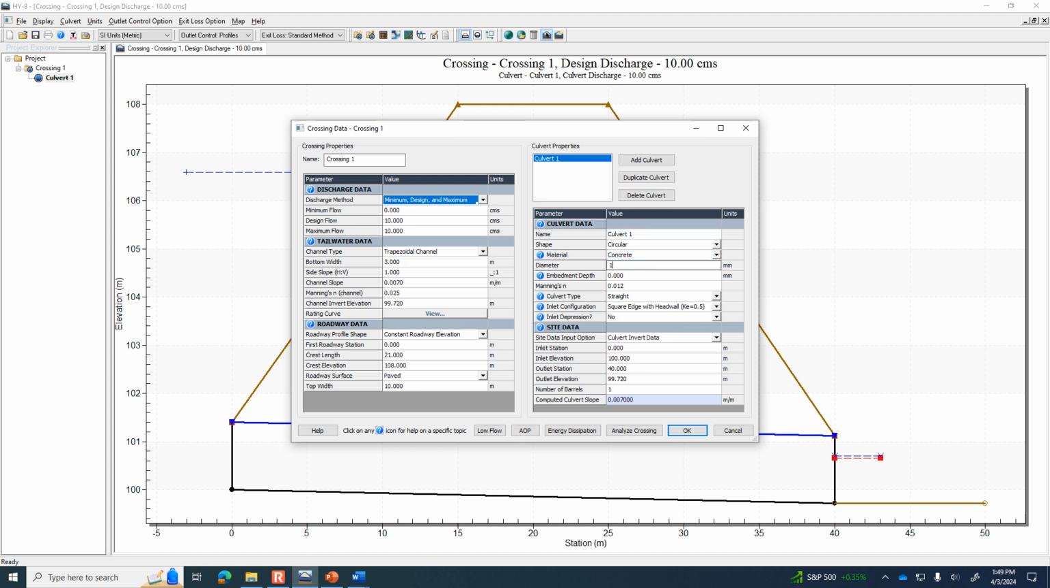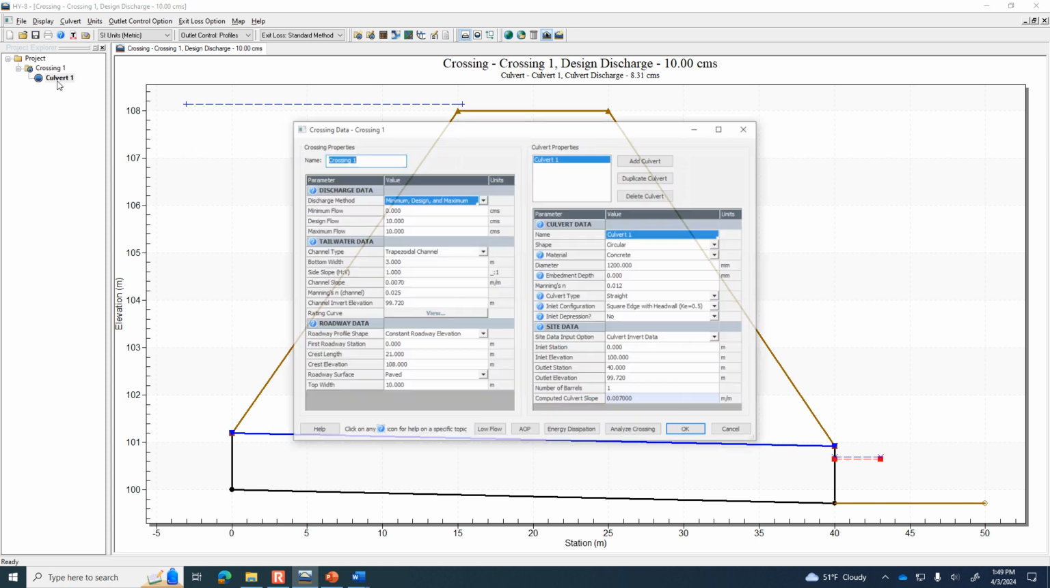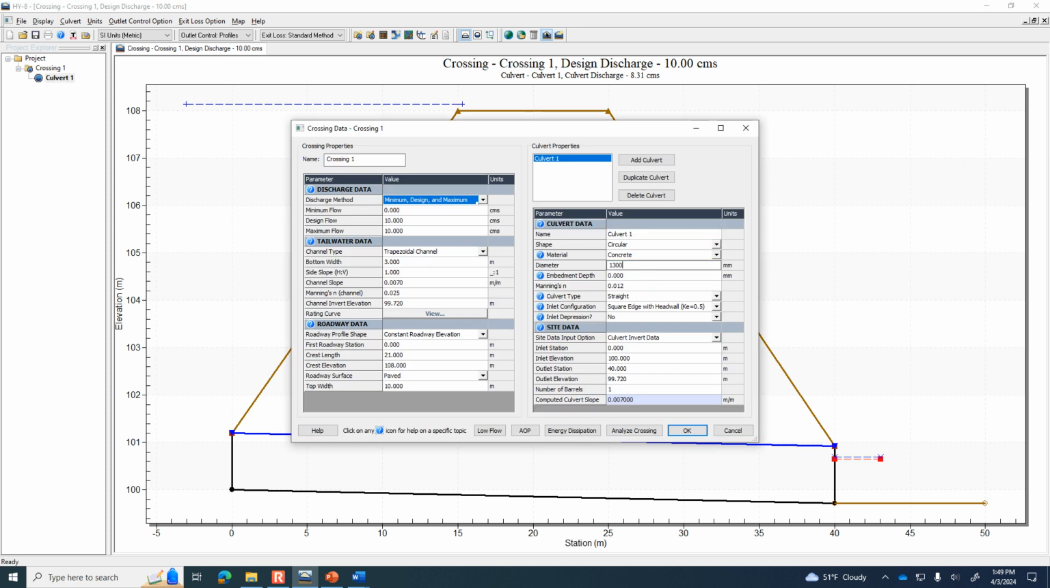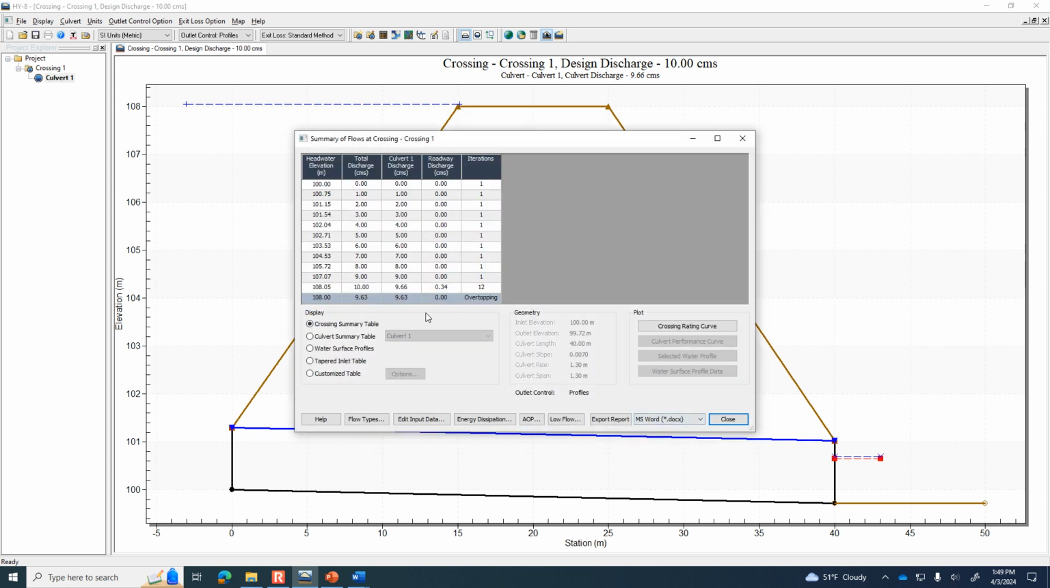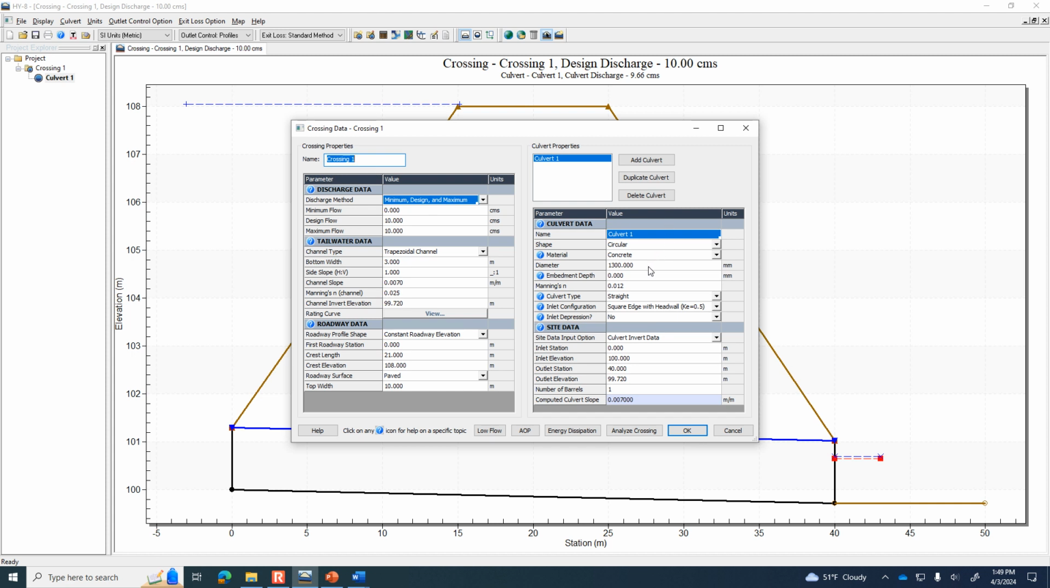What does it do at 1200? Analyze crossing. So at 1200 millimeters, I would have 8.2 cubic meters per second going through the culvert, and the rest of it is going through the roadway, overtopping. So that's too small. So maybe I'd have to make it 1300 and then analyze. So 1300 would be as small as I could make it to have no more than 1 cubic meter per second of overtopping. Of course, maybe I could make it custom sized.